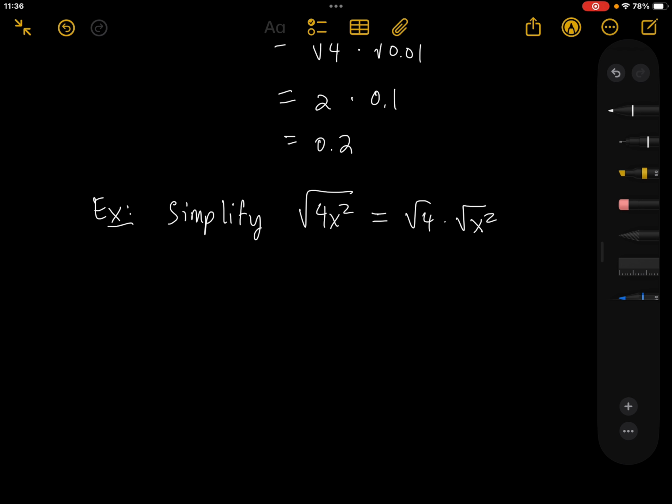But here I have the square root of 4 times the square root of x squared. That's okay because x squared is always greater than or equal to 0. So now I can keep going. The square root of 4 is 2. The square root of x squared is x as long as x is greater than or equal to 0. So I should assume that x is greater than or equal to 0. And then I'm going to get 2 times x as the result.